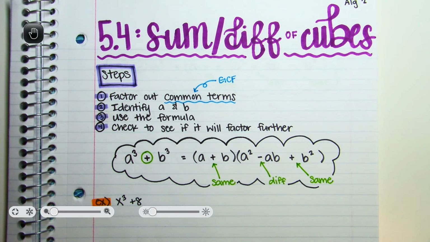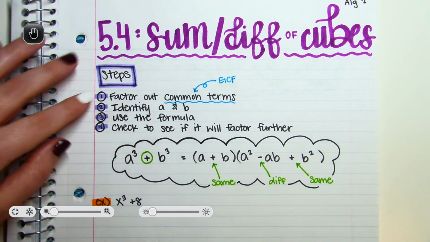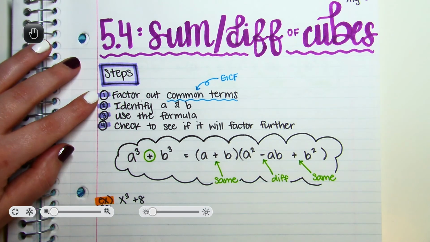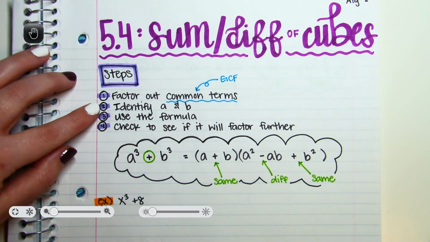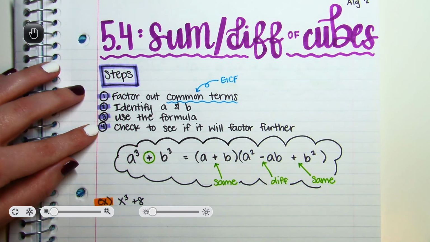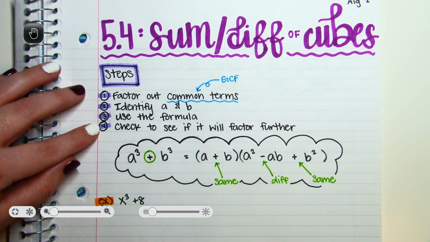All right, so the steps for the sum and difference of cubes is, first and foremost, this is what we do with all factoring, to always factor out any common term. So if there is a GCF, always factor out the GCF first. Step 2 is to identify your A and B values. And then step 3 is to use your formula. And then the final step is always to double check, make sure nothing factors any further.